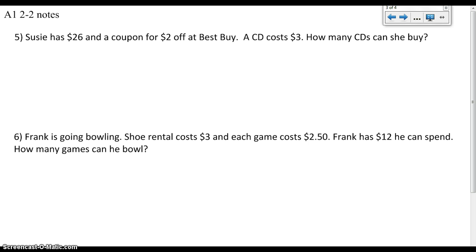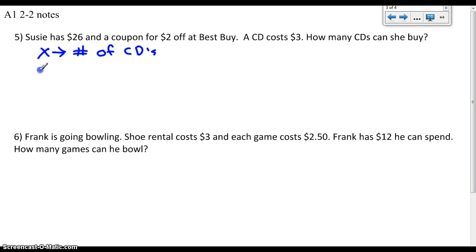We now have a couple of application problems to look at. Let's do these one at a time. First, number 5. Susie has $26 and a coupon for $2 off at Best Buy. The CD costs $3. Must be on sale this week. How many CDs can she buy? Well, the question is asking us how many CDs we can buy. So that would represent our variable. X would be the number of CDs.